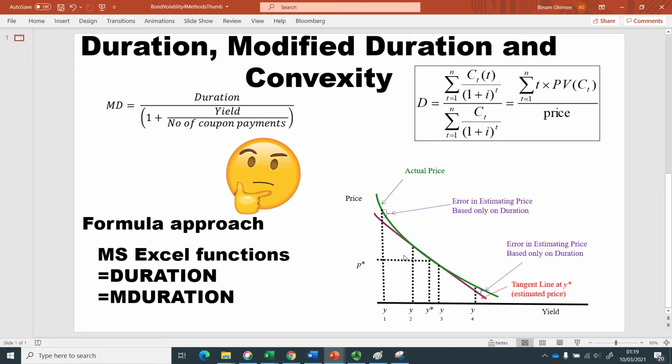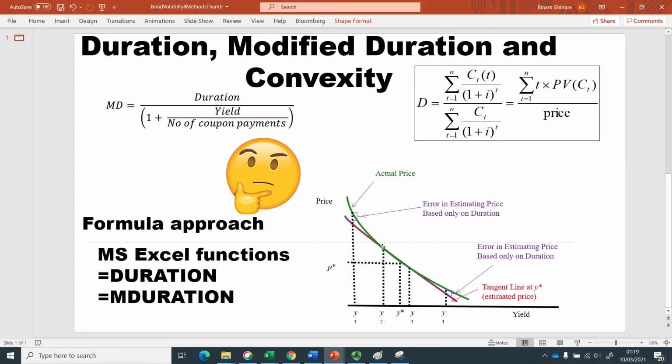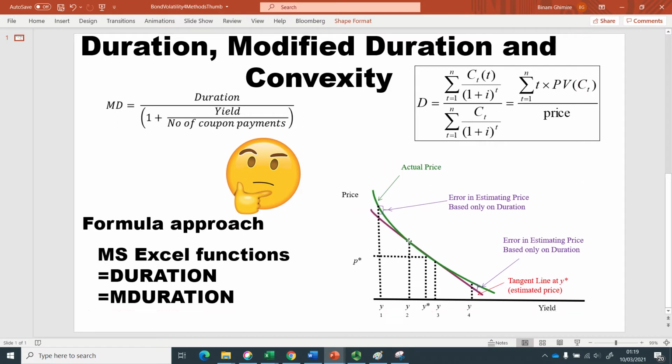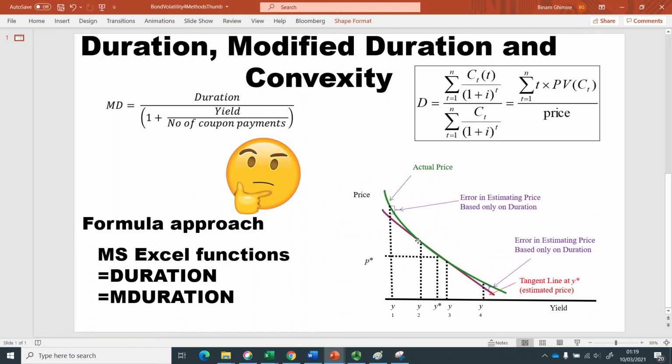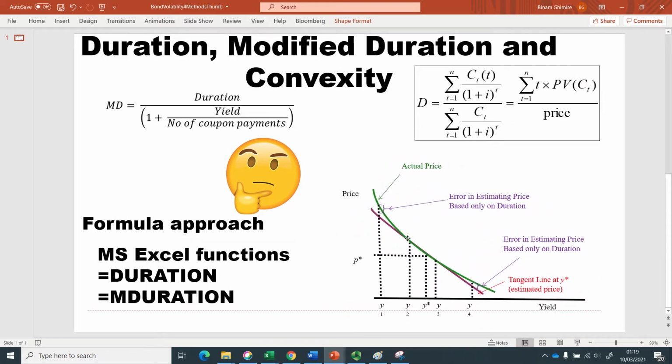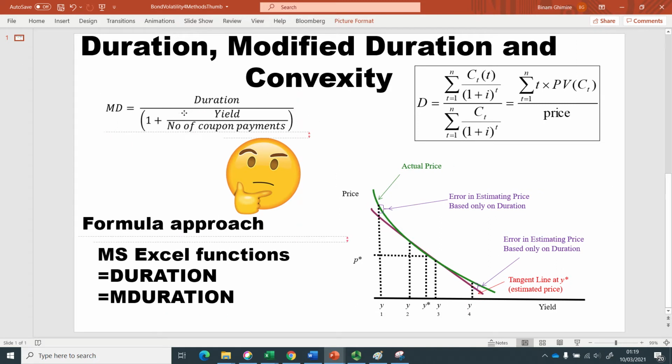Last but not least, I will also help you understand why we need to combine the convexity measure and the modified duration measure when we need to find out the price volatility for a bond when the change in yield is higher. Okay, so that's on the agenda today.